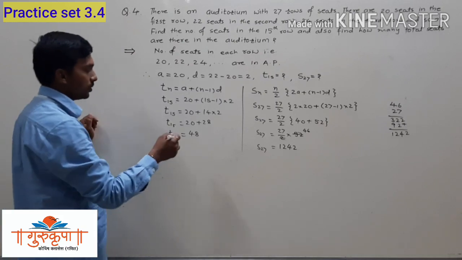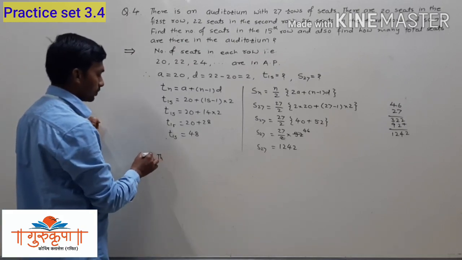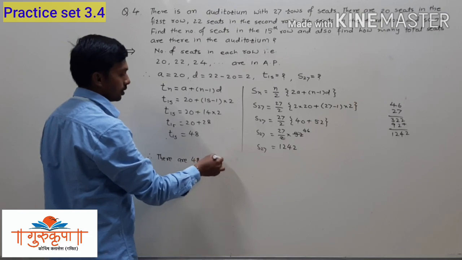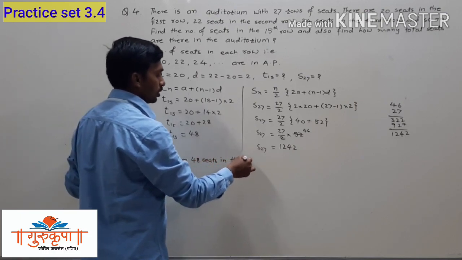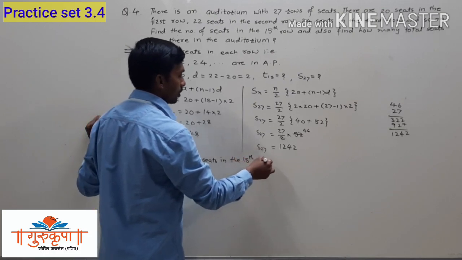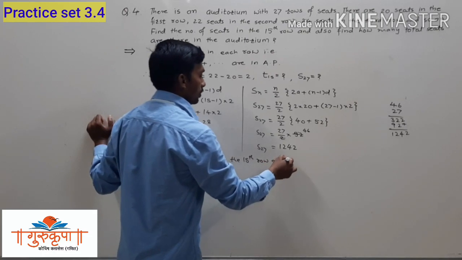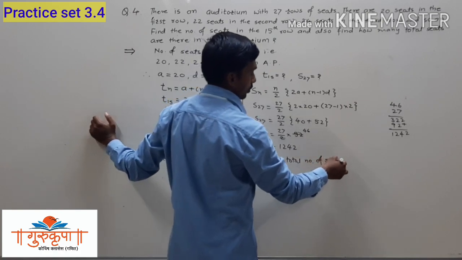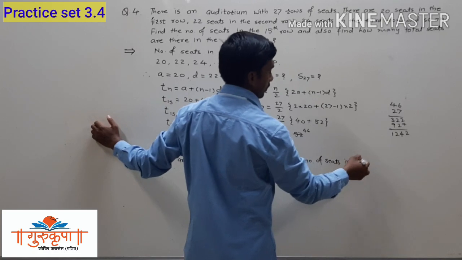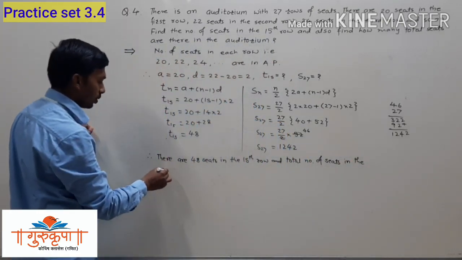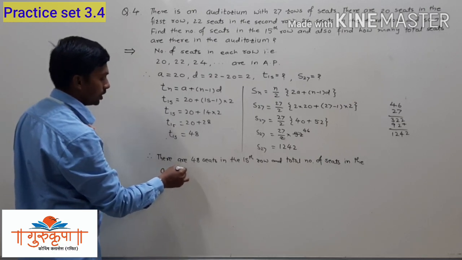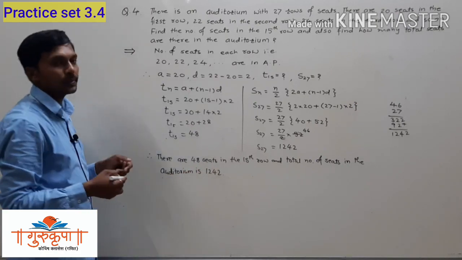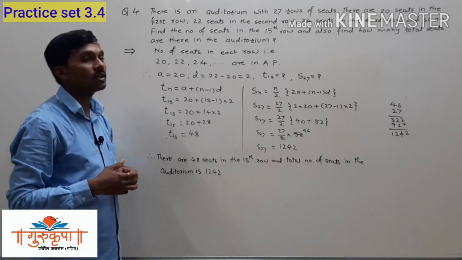So we will write the final answer in words. There are 48 seats in the 15th row, and the total number of seats in the auditorium is 1242. So this is all about example number 4.